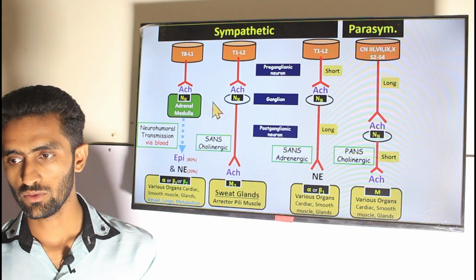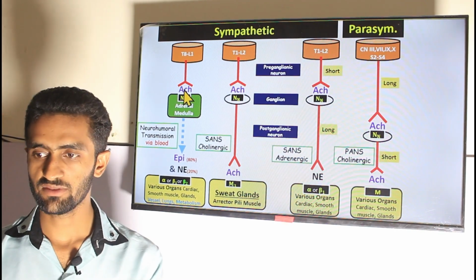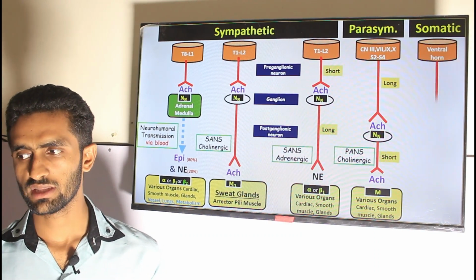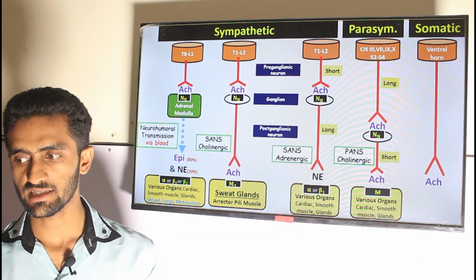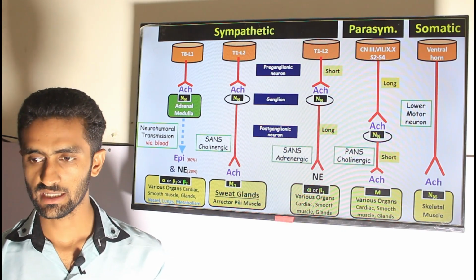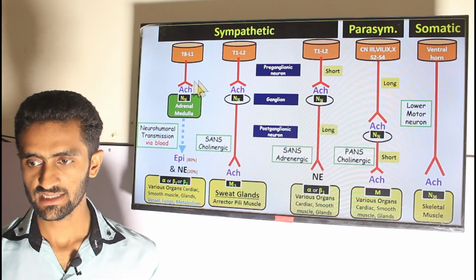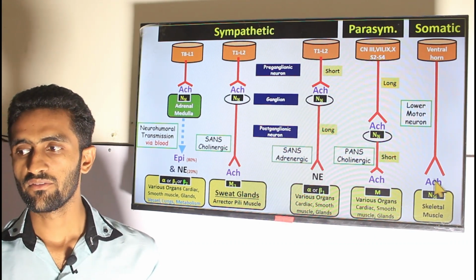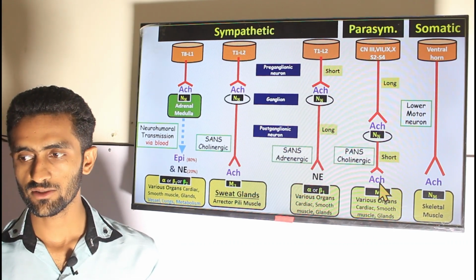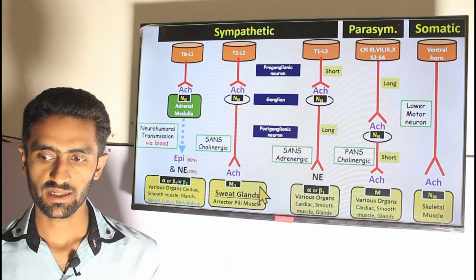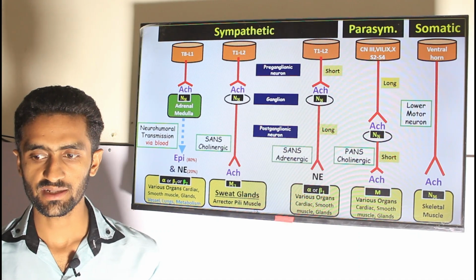You can see the first fiber is always acetylcholine. One is somatic, so there is a single fiber unit and the secretion is acetylcholine. These are the lower motor neurons and go to skeletal muscle. So the first is always acetylcholine. In the parasympathetic both are acetylcholine, while in the sympathetic it is mostly norepinephrine, but there are two exceptions: sweat gland and the erector pili muscle.